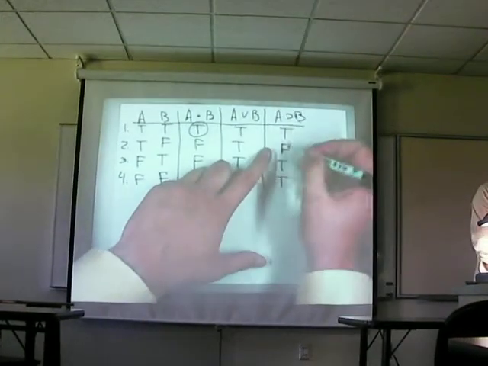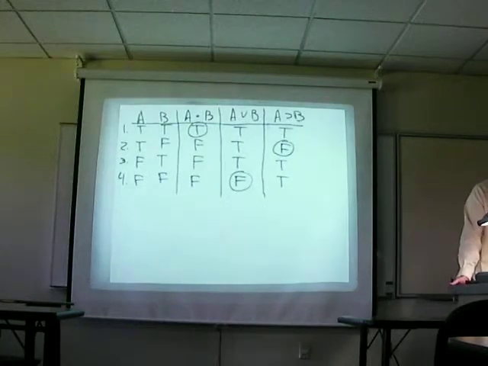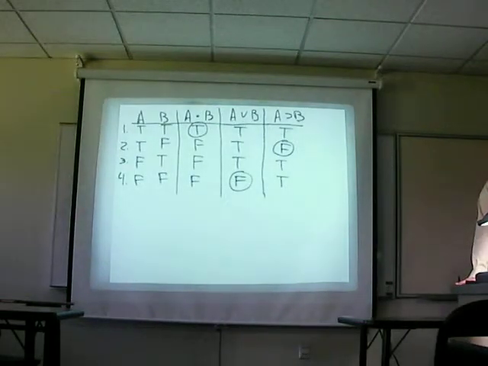Again, only memorize the special case. There's only one way for a horseshoe statement to be false, and that's when the antecedent is true and the consequent is false. T horseshoe F is F. All other logically possible combinations are true.